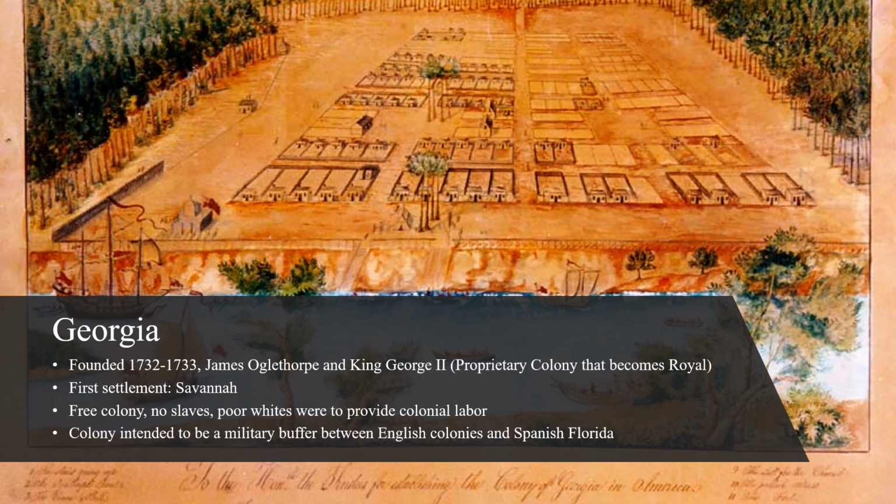Slavery was banned in Georgia in the beginning. Poor whites would have land and would provide the labor for the colony. The colony also had a more pragmatic purpose as well. It was intended to serve as a military buffer zone between the English colonies in the Carolinas and Virginia and Spanish Florida. The Spanish and the English, or the British, will fight several wars against each other in the early 18th century. And it was very important that the British be able to protect their colonies further to the north.